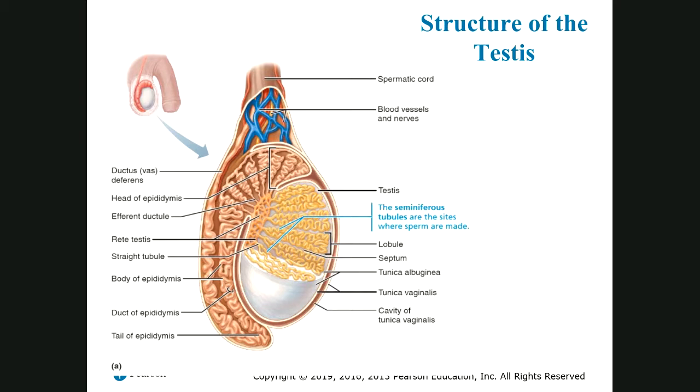If this is the site of sperm production, the sperm is then conveyed from the seminiferous tubules to the straight tubules. You see, these are the straight tubules. So the seminiferous tubules produce sperm and convey it to the straight tubules over here.